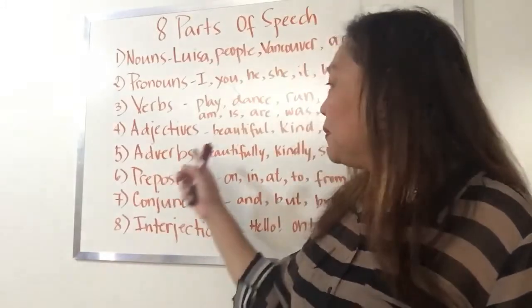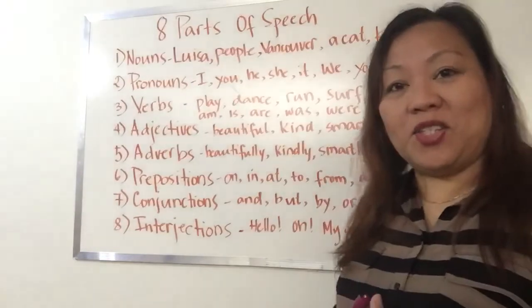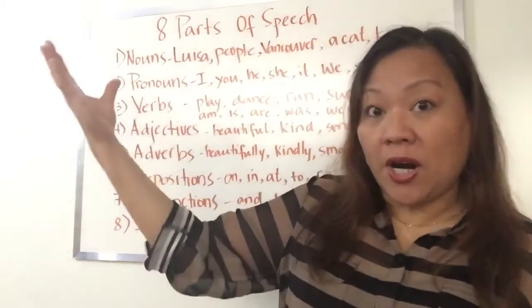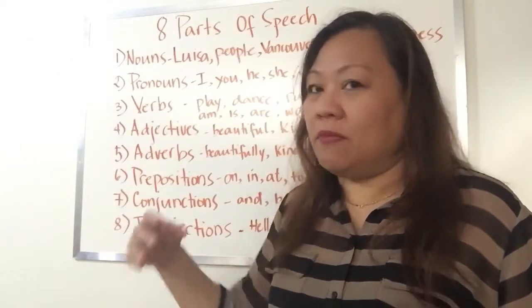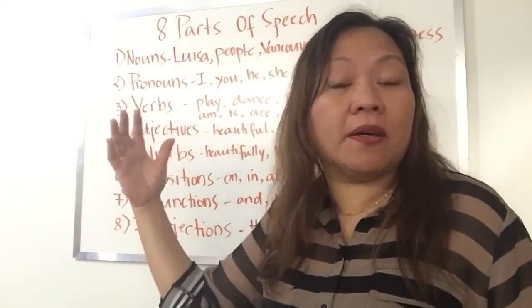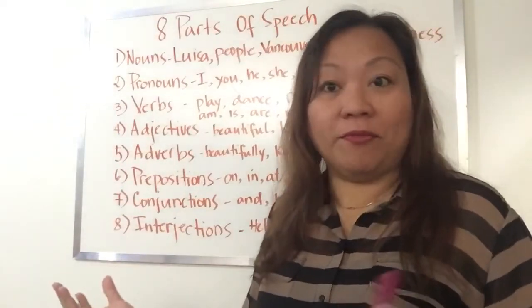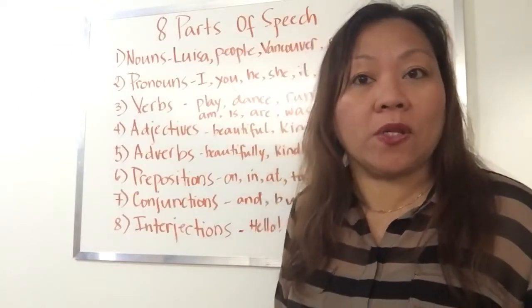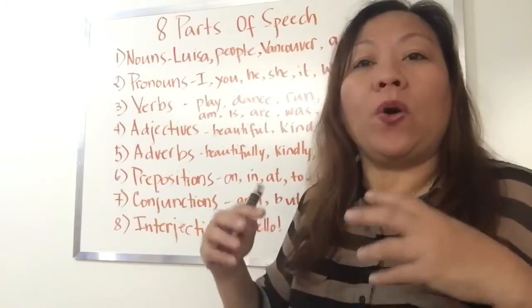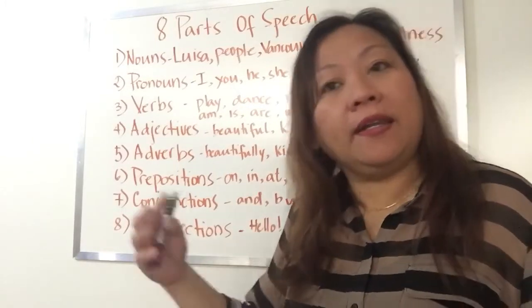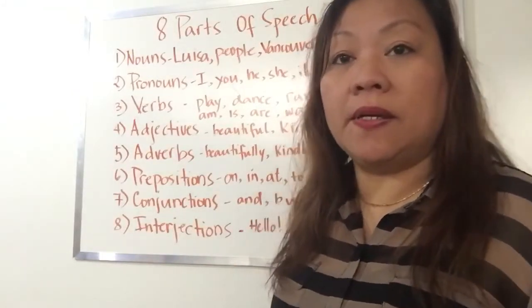beautiful, kind, smart, gentle, far, near, weak, strong, small, big, short, long, green, black. These are all examples of adjectives. Anything that we use to describe or modify a noun or a pronoun, we call this adjectives.